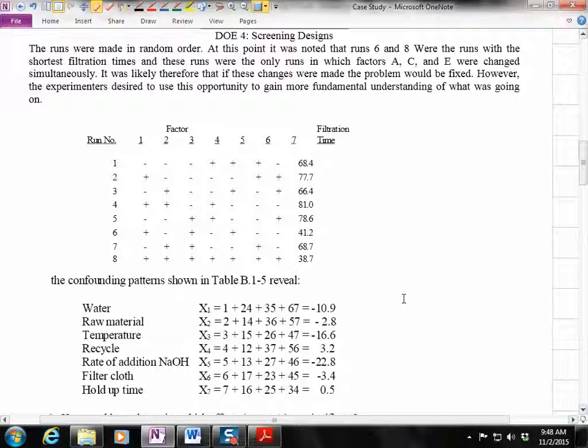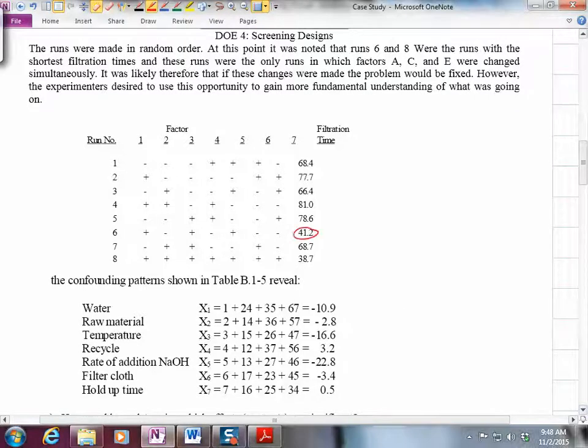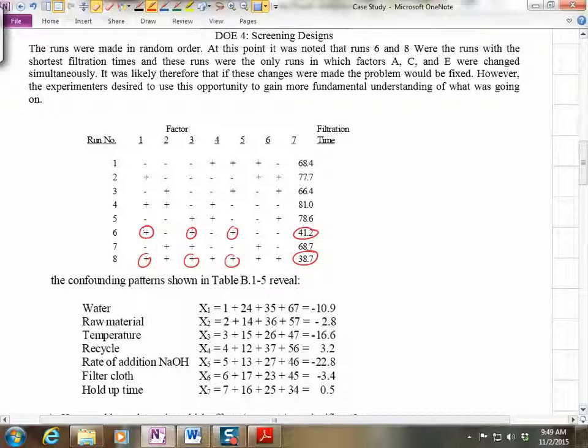Right, so then they did the 8 experiments and got the results, sat down as a group and noticed right away, hey, these filtration times are really short, and they noticed what, A, C, and E. It's when those things were high. When all those 3 factors were high, filtration time was really short.